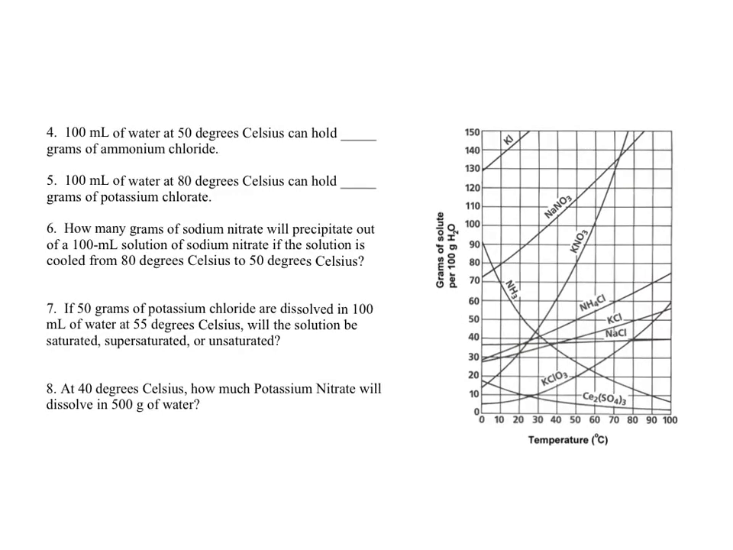100 milliliters of water at 50 degrees Celsius can hold how many grams of ammonium chloride? Well, ammonium chloride is NH4Cl. So at 50 degrees, it can hold about 50 grams. That's what my graph is telling me. 50 grams.